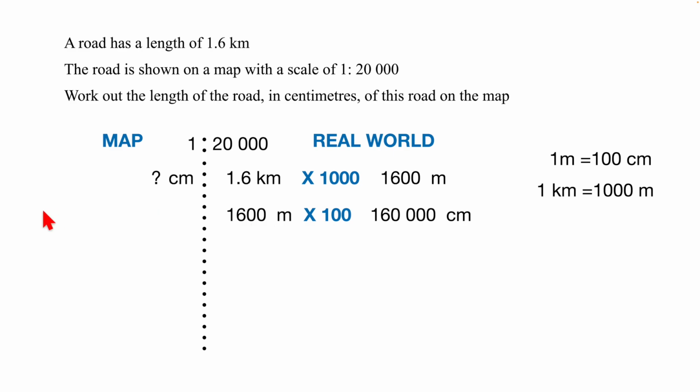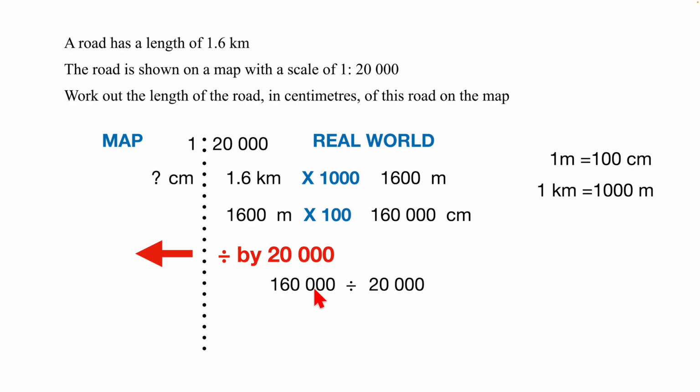Now, in order to go across this way, I've got to divide by 20,000 to get how many centimetres it is on the map. I can use my calculator if I'm allowed. 160,000 divided by 20,000. Oh, watch out for your fingertips and don't put in too many zeros. That's equal to 8, which seems reasonable for a map.